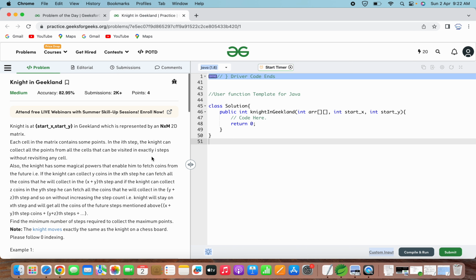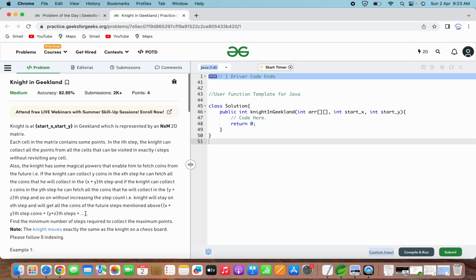Also, the knight has some magical power that enables him to fetch coins from the future. That is, if the knight can collect Y coins in X step, then he can fetch all the coins he will collect in X plus Y step. And if the knight can collect Z coins in Y step, then he can fetch all the coins that he will collect in Y plus Z step, and so on, without increasing the step count. That is, the knight will stay on the X step and he will get all the coins of the future steps mentioned above, that is X plus Y step coins plus Y plus Z step coins, and so on.